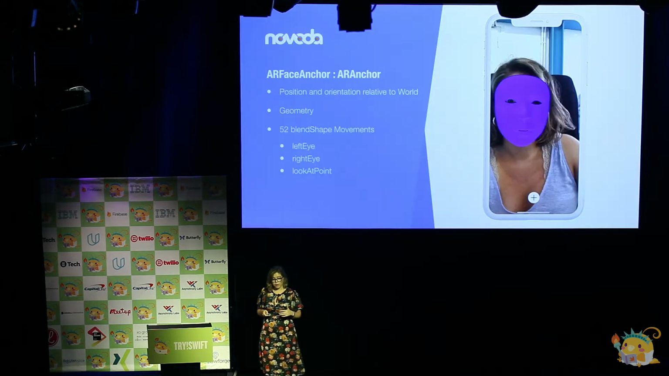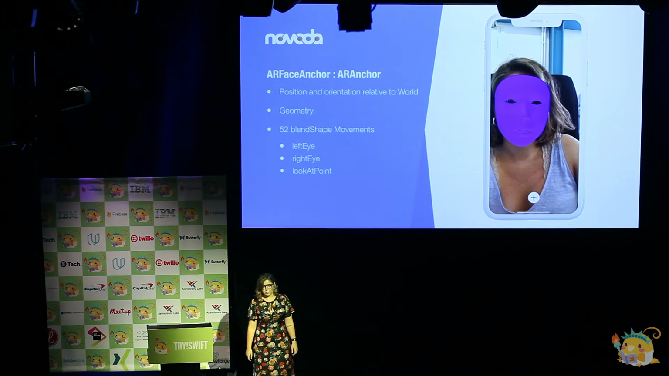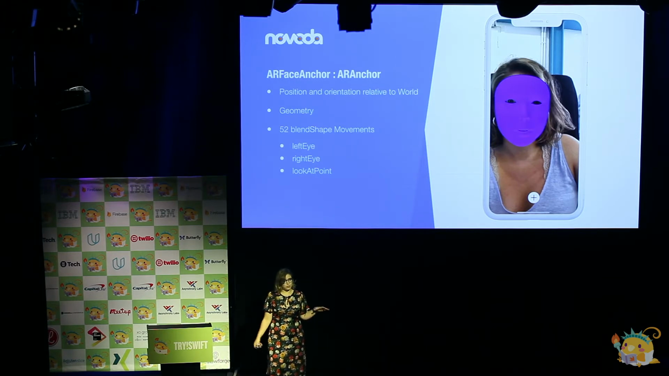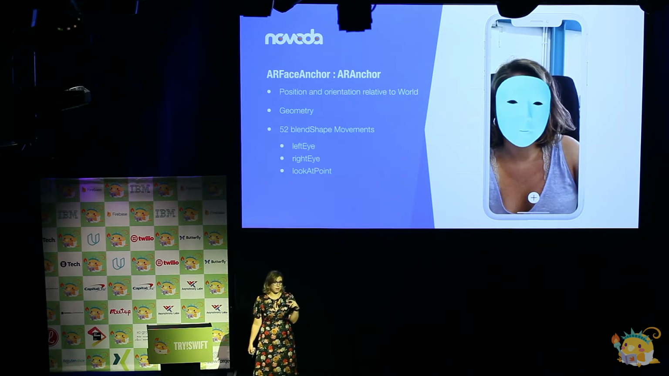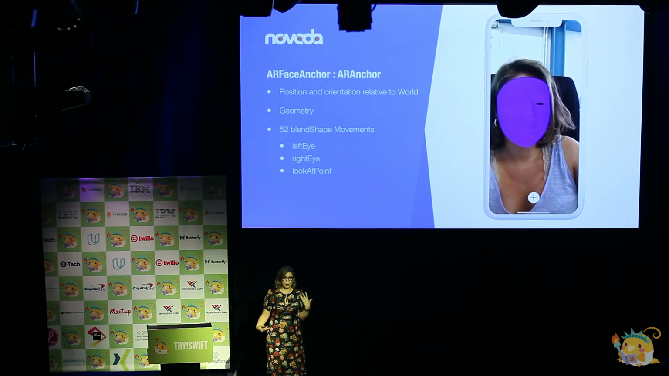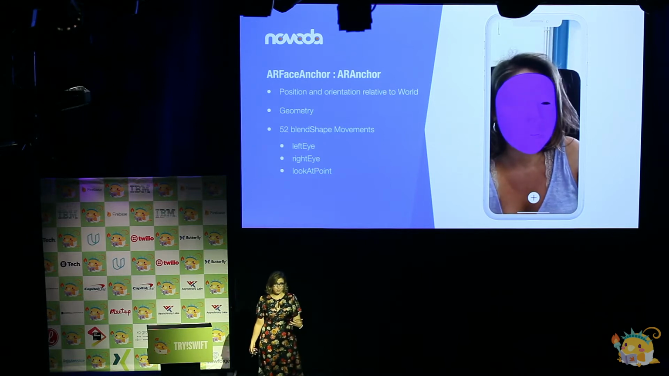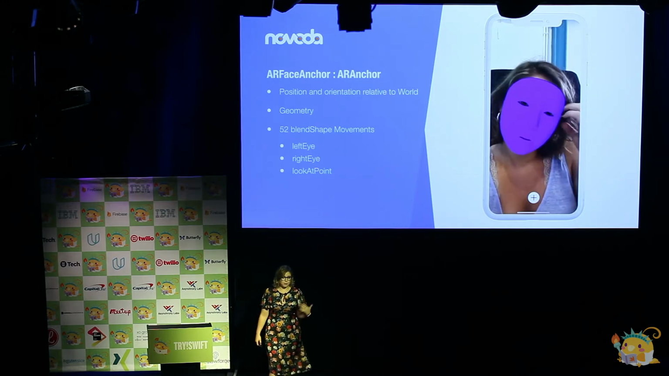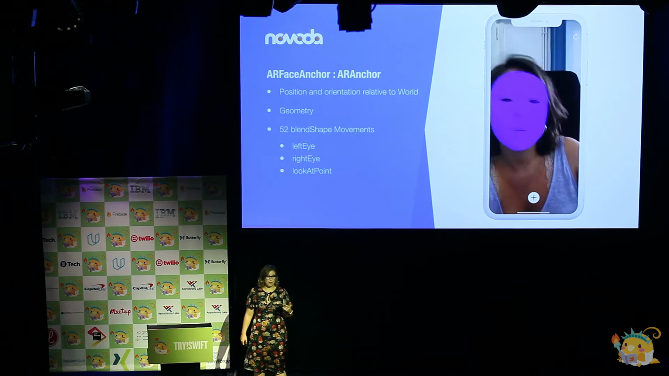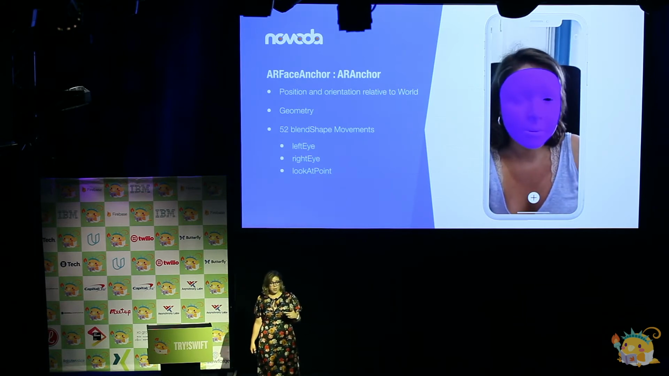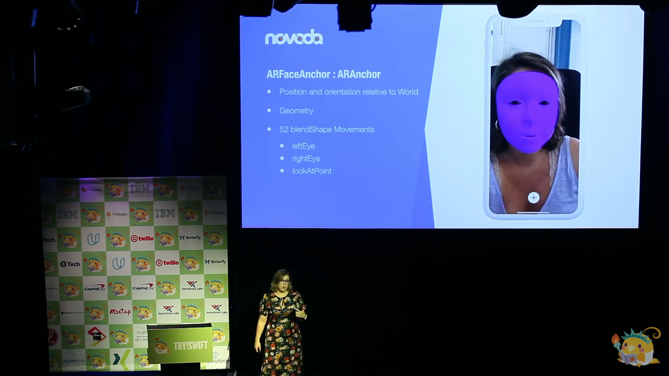So face anchors, as I said, come from AR anchors, and they give you the position and orientation of the face. So an AR face anchor is literally just the face. You can see it in the video as this mask. That's how it's representing my face. I rendered that so you could see it. And it's relative to the world. So as you move, it will get updated.